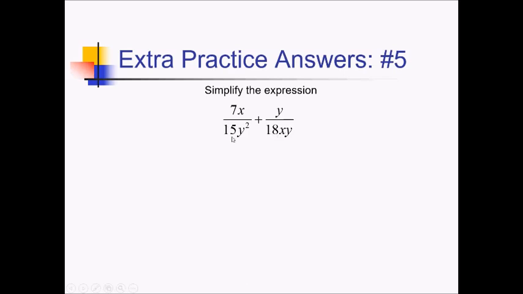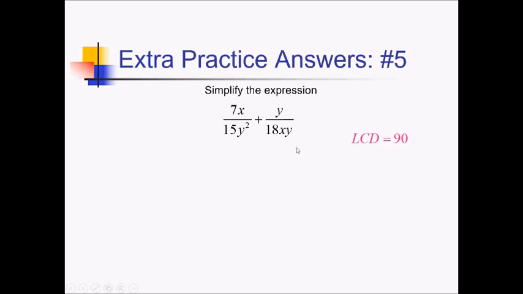36 is the next one, still no good. And after that, we got 54, no good. 72, 15 doesn't go into that. 90 is the next one. 15 does go into 90. So we've got 90 for the coefficient part of the LCD, but we also need the other factors as well.